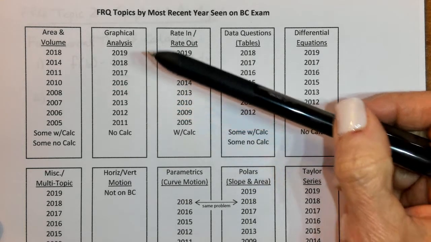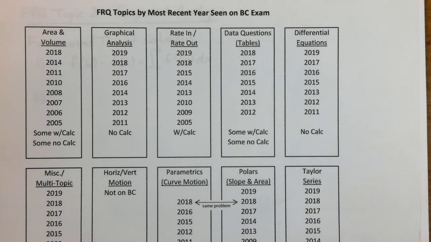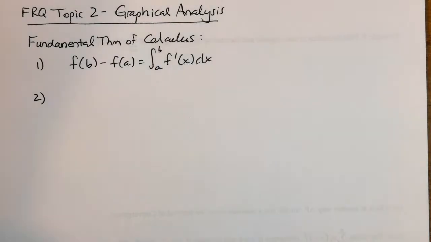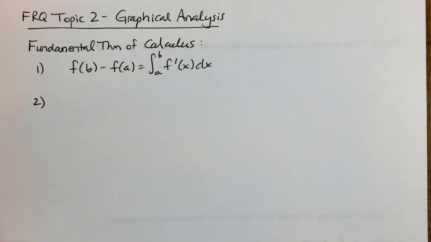And you'll see why. This hits on absolute max, min, relative max, min, increasing, decreasing, points of inflection, concavity. It hits on all of those very important concepts that we talk about in calculus. So it's no wonder that this appears so often.